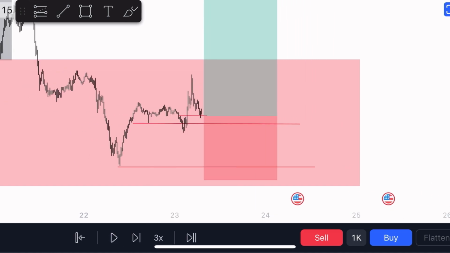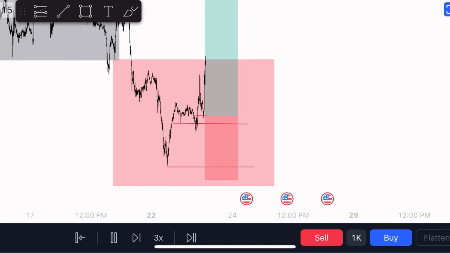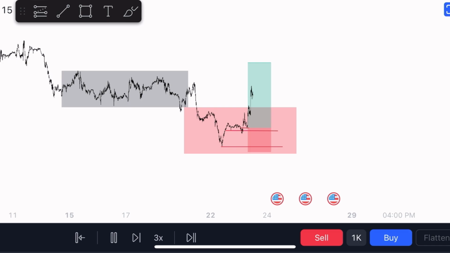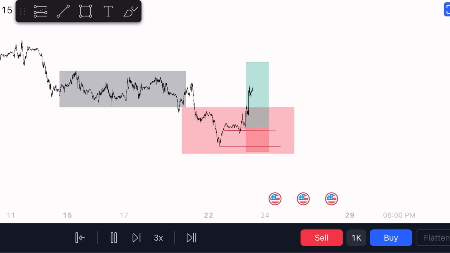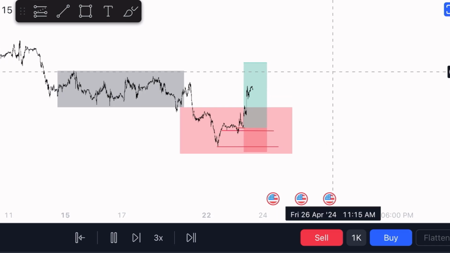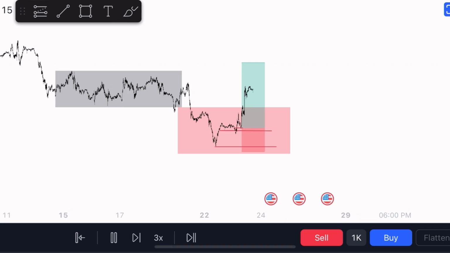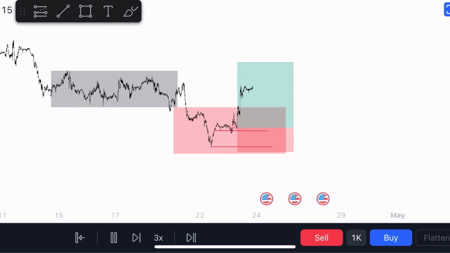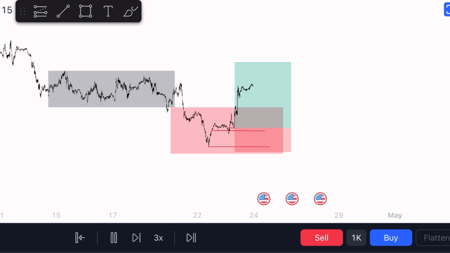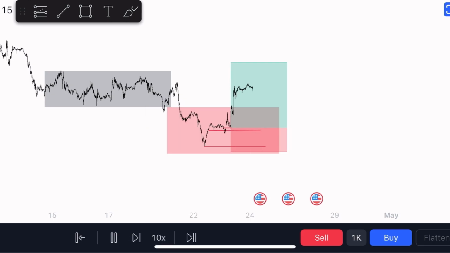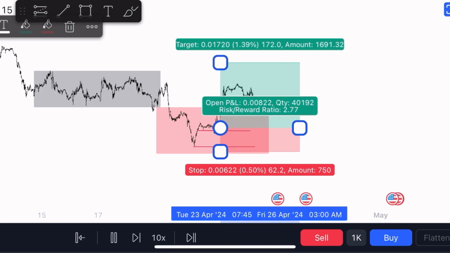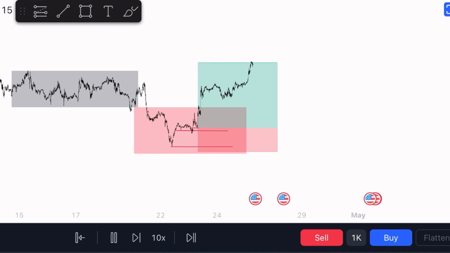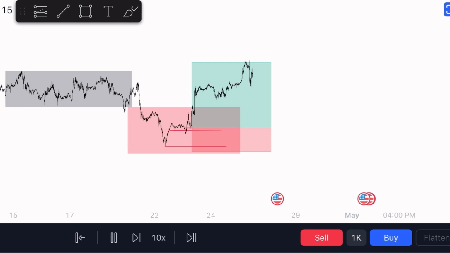Okay, I will forward it now. So you can see that as soon as our orders got filled, the price pumped and it will sweep this high. Okay, and then you can get out of your trade. So let's see, it's still going up. I will forward it, and you can see that it reached our target.